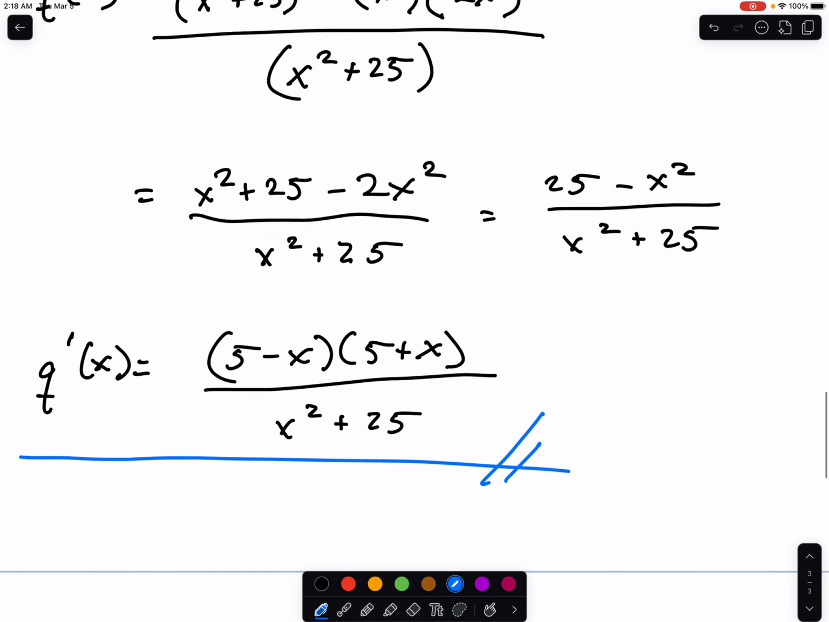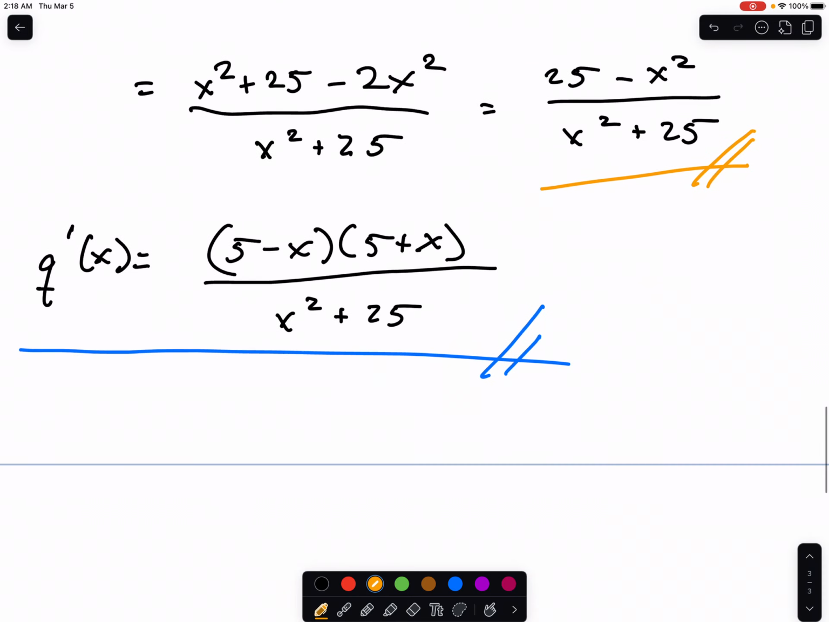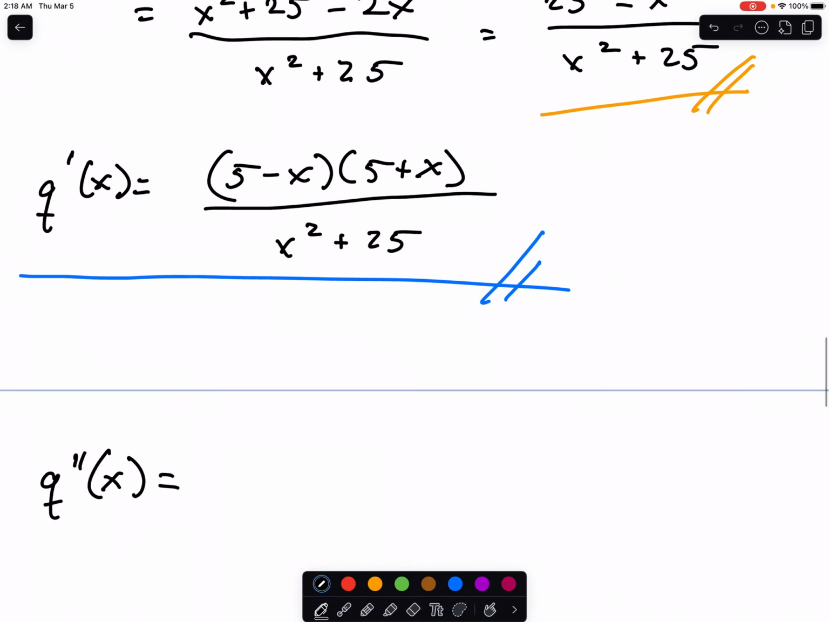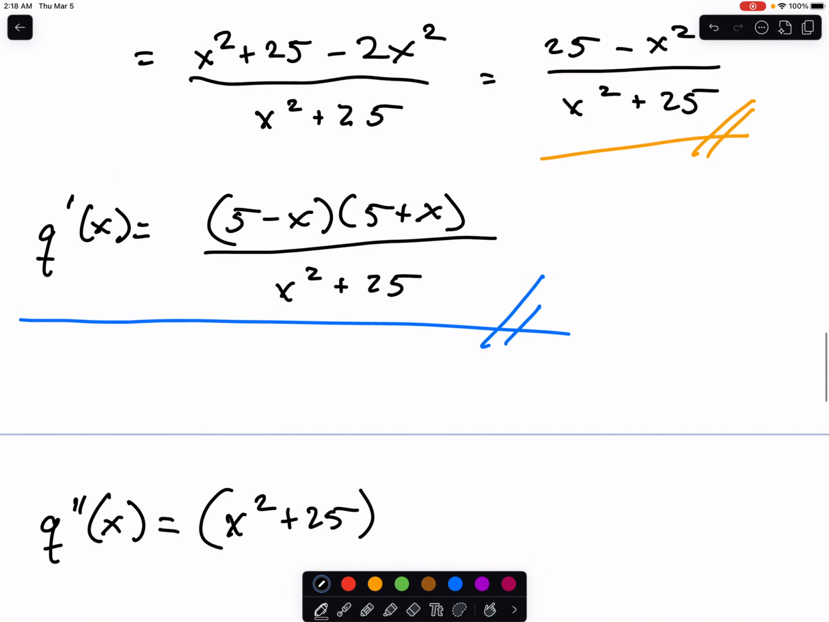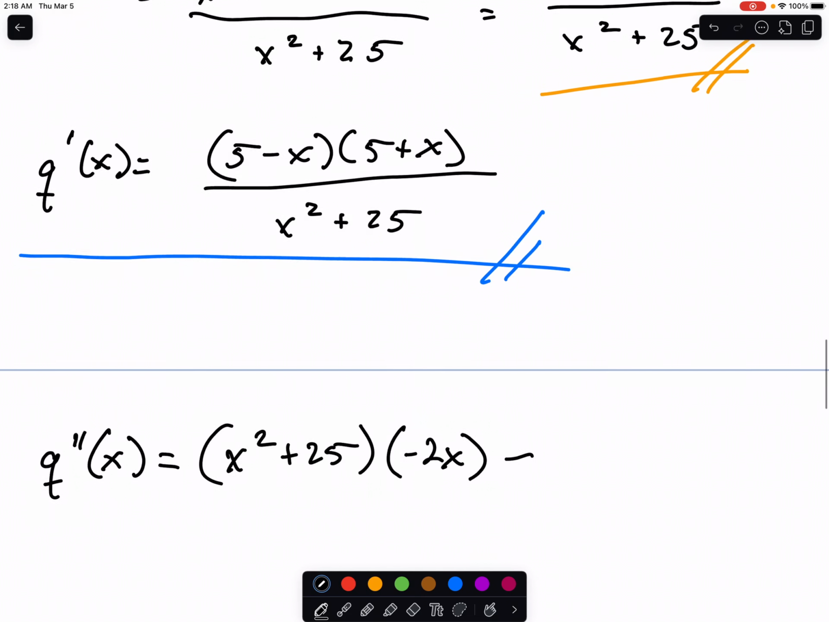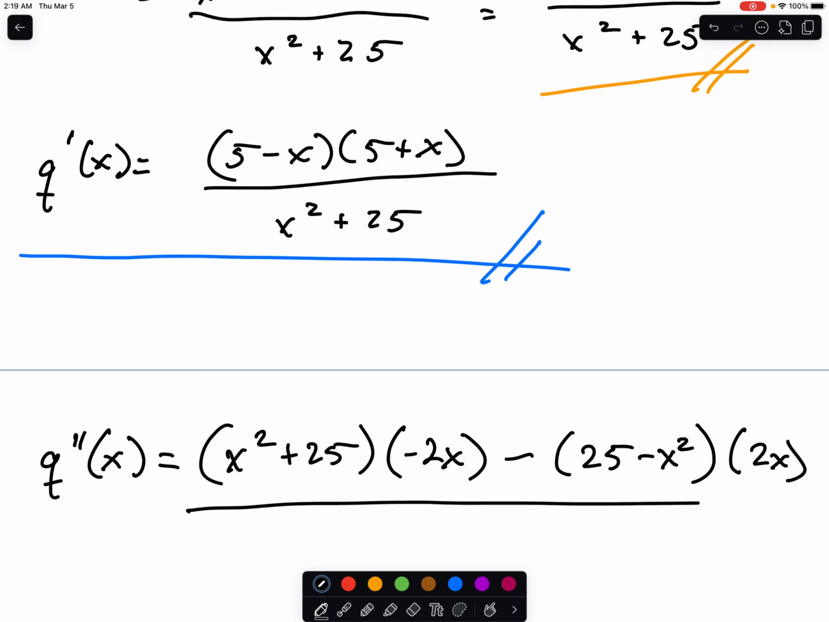So we need the second derivative. I'm probably going to use this guy up here in orange. I'm going to just use that form. It seems like it might be a little bit easier to take the second derivative from there. So then our q double prime. So the bottom is this, times the derivative of the top, looks like it's a negative 2x. So the bottom times the derivative of the top minus the top, times the derivative of the bottom is what, a positive 2x, all over the bottom squared.